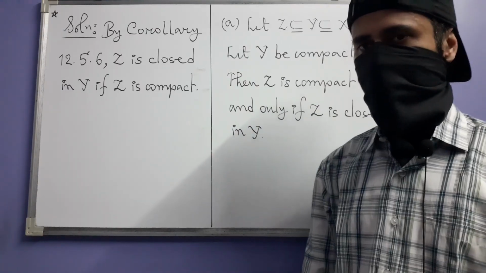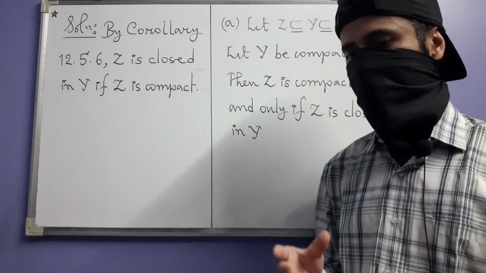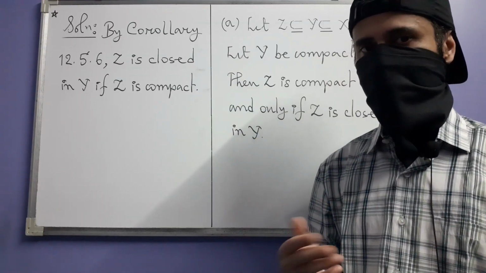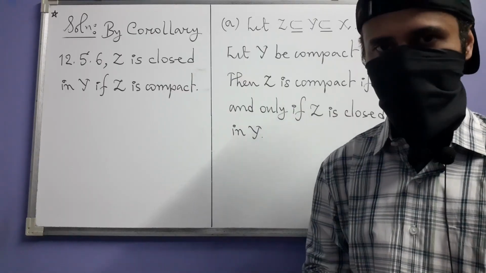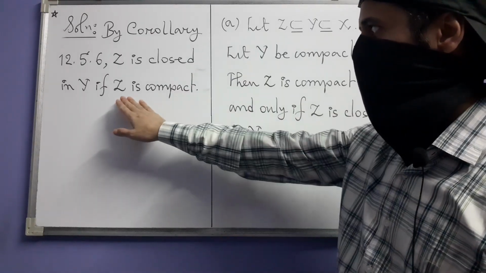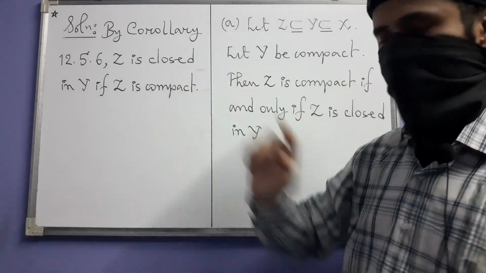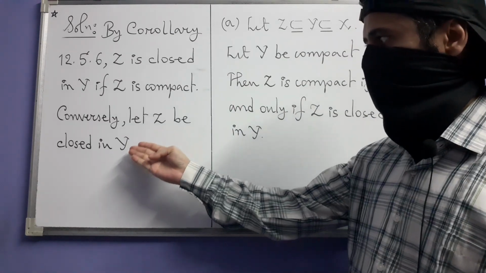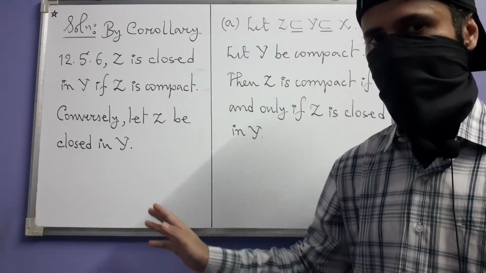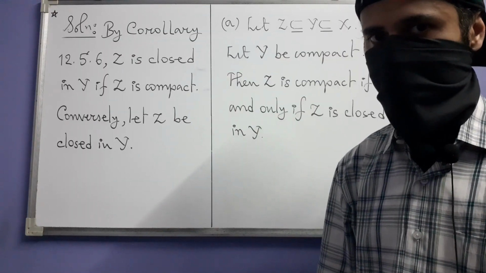Now recall from corollary 12.5.6 that in a metric space, a compact set, or in other words, a compact subset, is closed and bounded. In particular, if Z is compact, then it's also closed in Y. Conversely, let Z be closed in Y. Now we need to prove that Z is then compact.